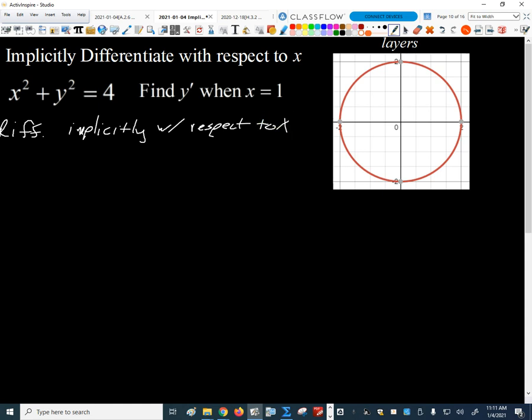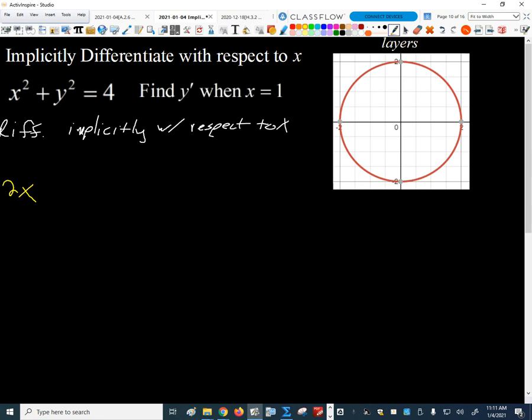What's that going to give me? Let's just look at this term by term. What am I going to get from the first term? That's an easy one. If I differentiate with respect to x, what's the derivative of x squared with respect to x? 2x. We don't really need to use the chain rule there, do we?